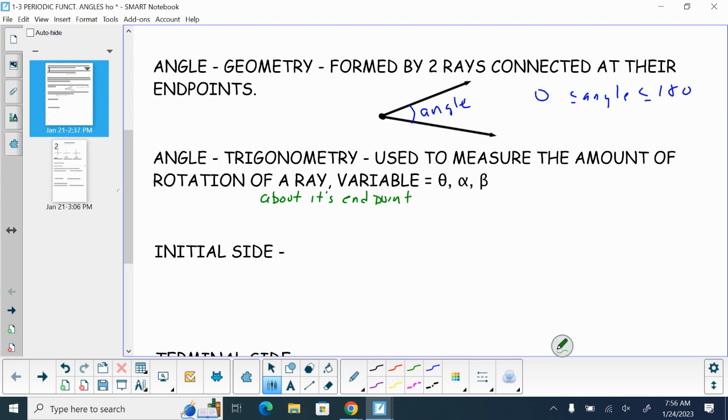We can add that to it there. We're rotating about its endpoint. Okay? We're holding the endpoint and we're spinning it around. That's like Mickey's big and little hand on the clock. We hold at the corner, at the middle there, and we spin it around. That's what we're going to be doing here. We have to have an initial side.